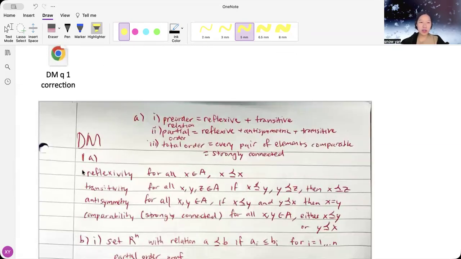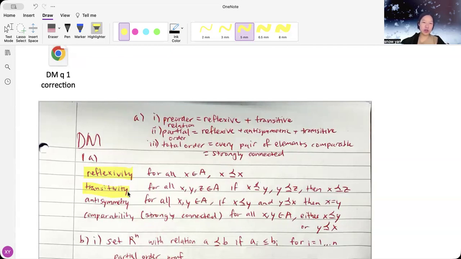Before explaining what they are, there are four main properties for relations that need to be explained before we can define pre-order, partial, and total. The first one is reflexivity, which basically means that for all x that is part of A, x precedes or is the same as x. This is just basically itself. For transitivity, it means that for all x, y, z that are part of A, if x precedes y and y precedes z, then x precedes z. That's what it means to be transitive.